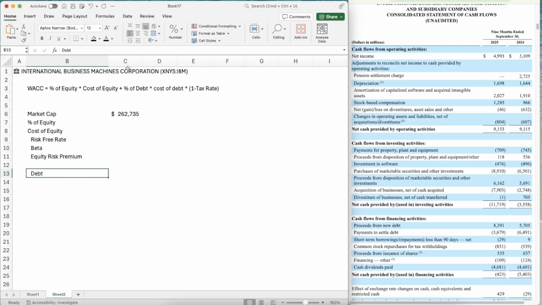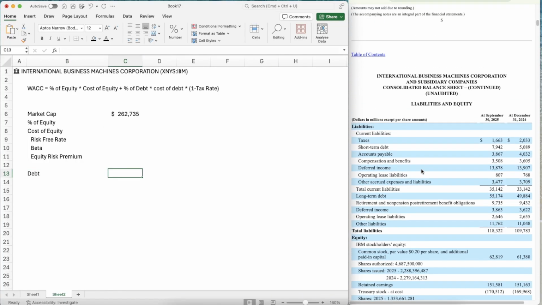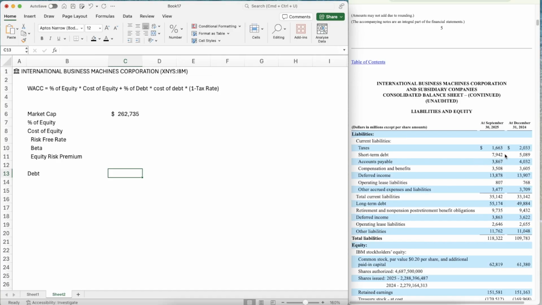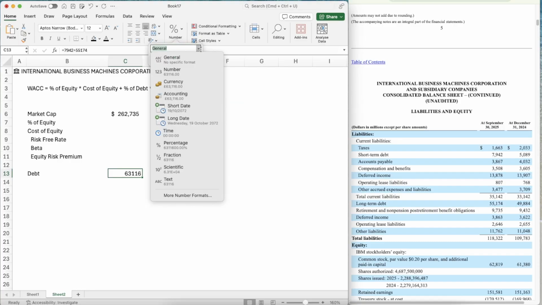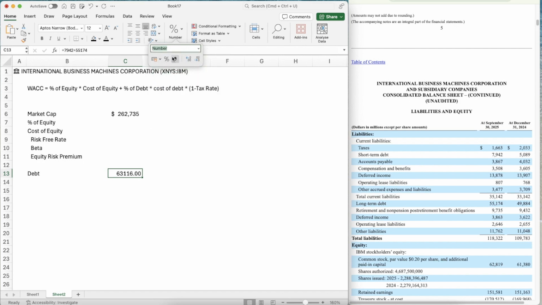Then we want to know what the debt is, which we're going to get from the balance sheet here. So we want to take short-term debt, 7942 and 55174, equals 7942 plus 55174. So there's $63 billion of debt for IBM. There we go.